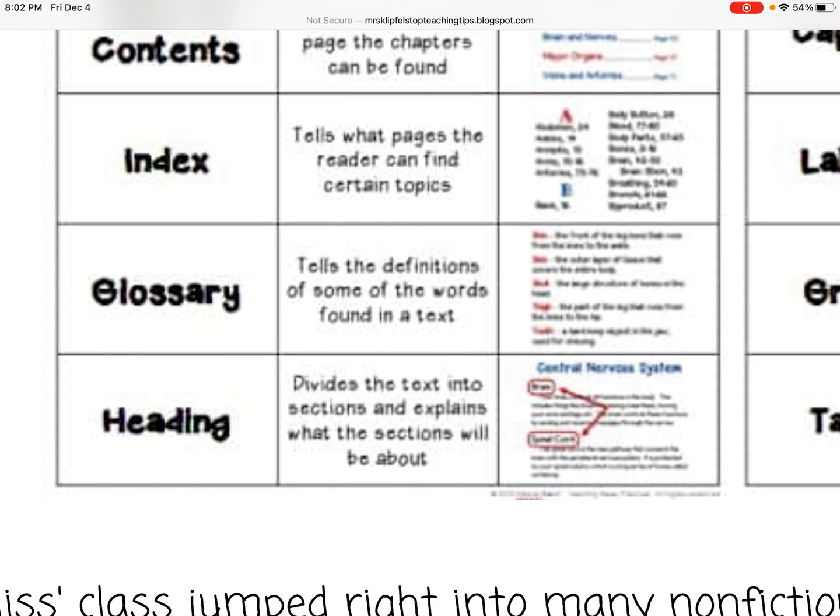There's also something called a glossary. A glossary tells us the definitions of words that are in the text. So if that same book about sloths talked about habitats and you don't know what habitat means, you might be able to look in the glossary of that book. And back there it would say the habitat is where an animal lives.